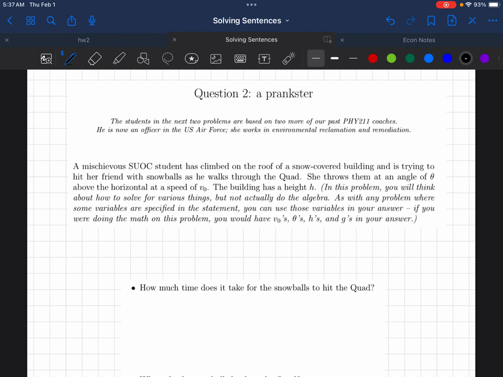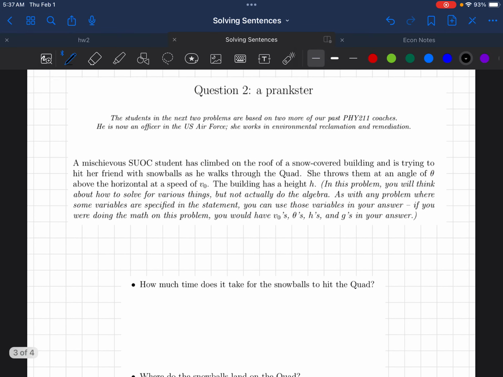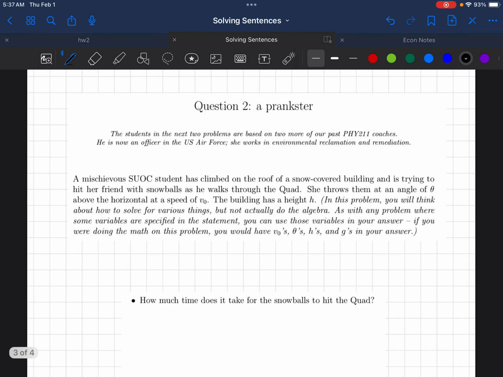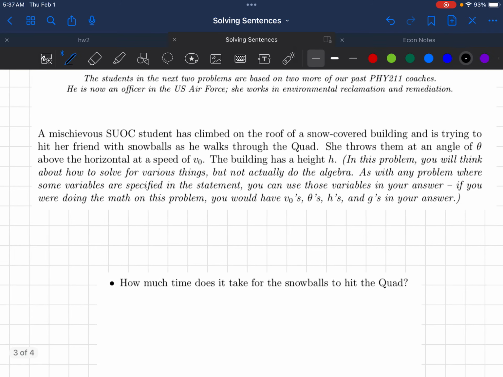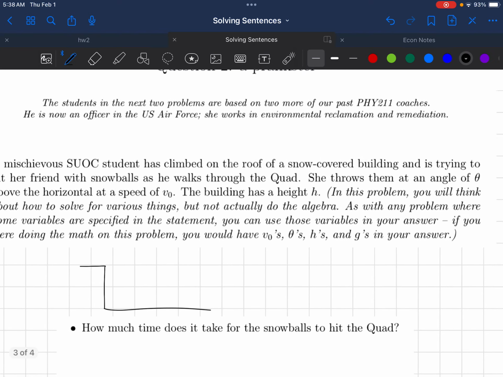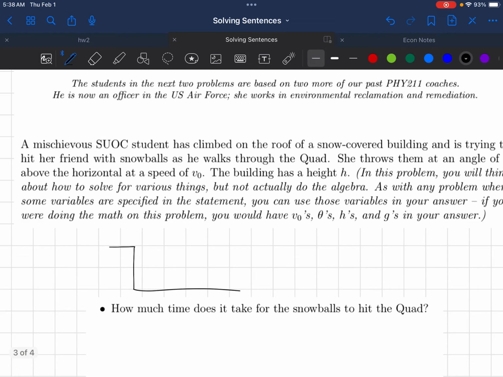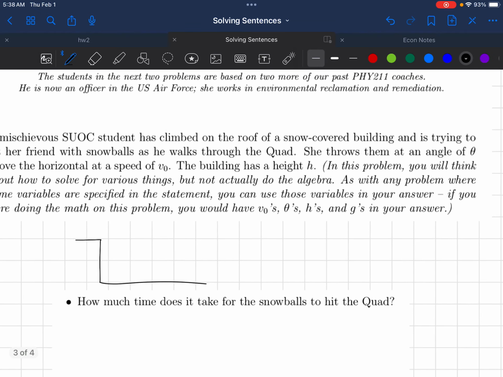Then on to question 2 from that same recitation, and this one is just writing a bunch of sentences for us. But we're given a whole lot of variables to describe our situation here. So we're on the roof of a snow-covered building, so I'm going to draw my building and the ground below it. Trying to hit a friend with snowballs, walking on the quad, throw at an angle theta with a speed v naught, and a height h.